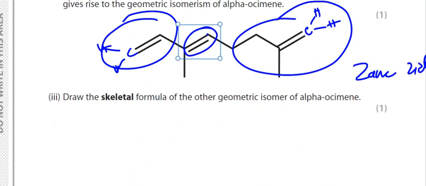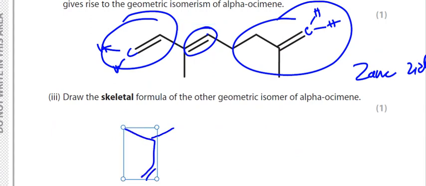I can shift either this part to the top or this side. It's easy for me to shift this side because it's the shortest side. So I can shift this side like this and draw the rest of the molecule as it is, this way.